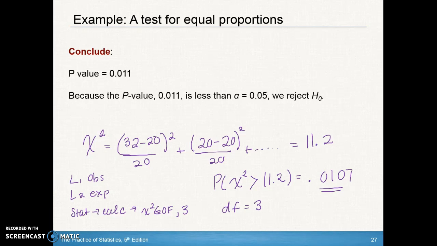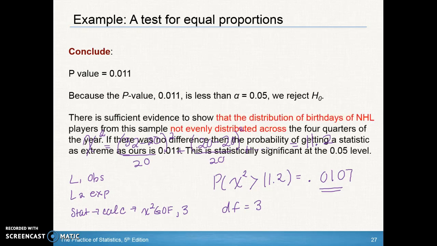Because the p-value, 0.011, is less than alpha, we reject the null. Okay, now there is sufficient evidence to show that the distribution of birthdays of NHL players is not evenly distributed across the 4 quarters. Make sure for that one that you are showing that in context. It's not evenly distributed across the 4 quarters of the year. This is the interpretation of your p-value: if there was no difference, then the probability of getting a statistic as extreme as ours is 0.011. This is statistically significant at the alpha equals 0.05 level.